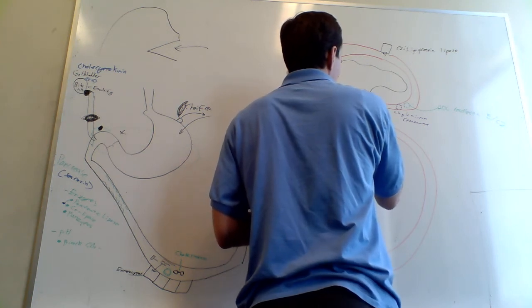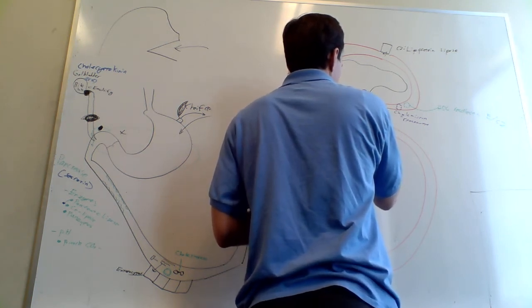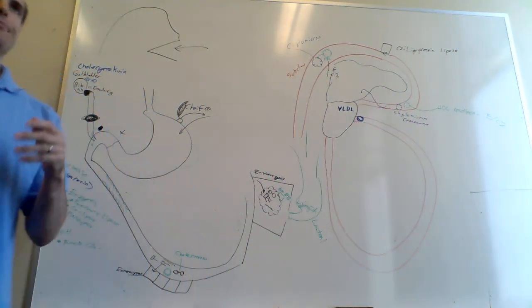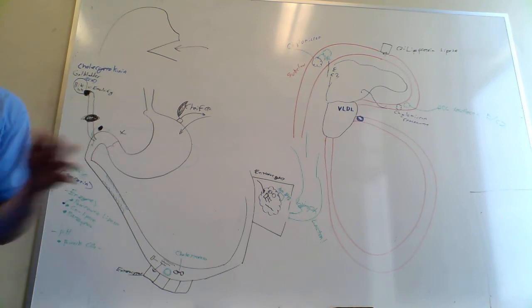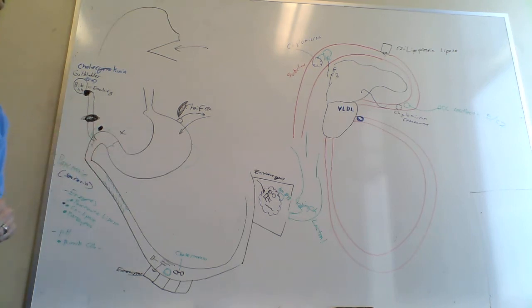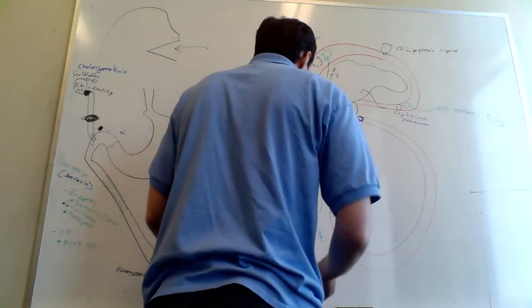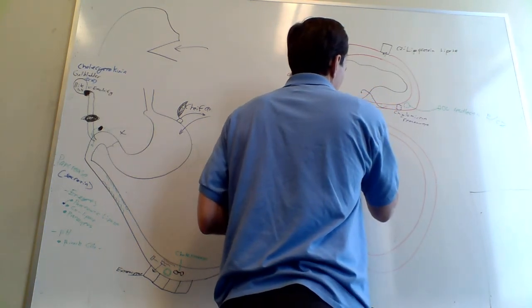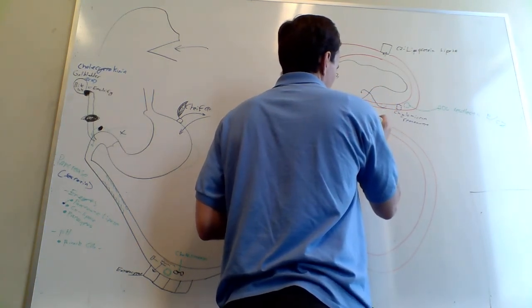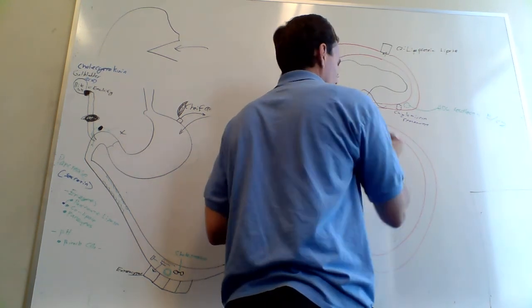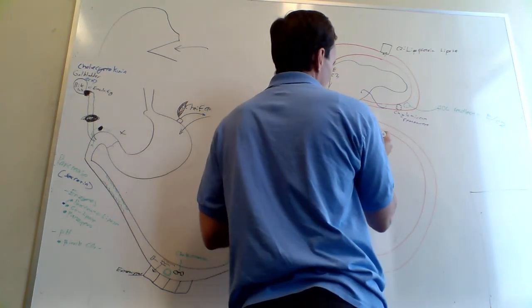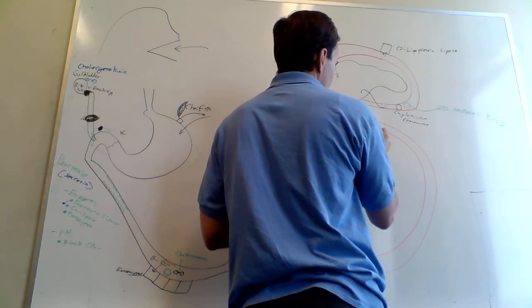VLDL is just another lipoprotein. This particular lipoprotein will have cholesterol, triacylglycerols, free fatty acids, a lot of the same things, but it will have some proteins as well. It's going to have E, because it has to bind to things. It's going to have C2, because it has to have things cut stuff off. And then it's going to have B100.